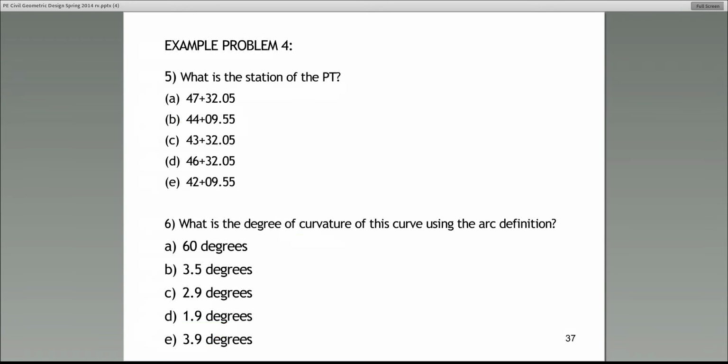Next, what is the station of the PT? Remember what I told you about that. The station of the PT, there's only one correct way. So let's see what you get, and then we need to move on.